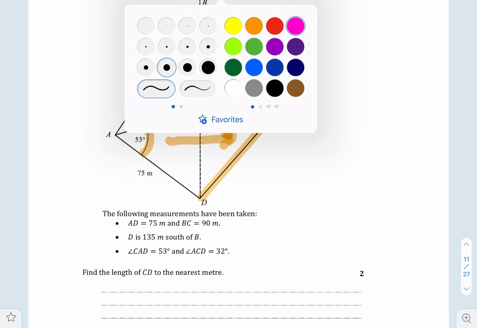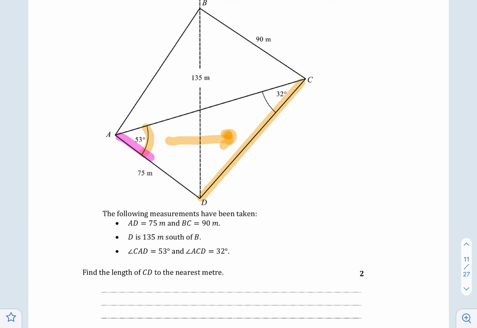Okay. If we look at a different side, we've got this side here and this angle here, and they go together as well. So when we have a pair like that, we have the sine rule. So we're going to use the sine rule. And the side is unknown. I'm going to call it x. So we're going to have x on sine of the angle opposite, which is 53, which is equal to 75 on the angle opposite, which is 32.